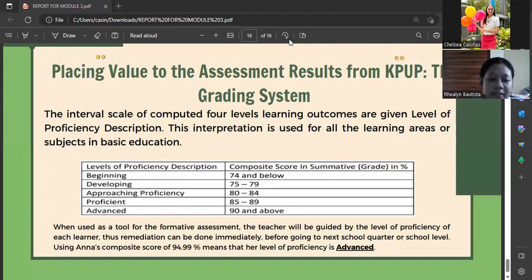So using Ana's composite score of 94.99% means that her level of proficiency is advanced. So dun, based sa composite score ni Ana na 94.99%, ang equivalent niya is advanced. Kaya di ba sabi ko tandaan yung 94.99% na grade ni Ana. So ang equivalent niya dito ay advanced.